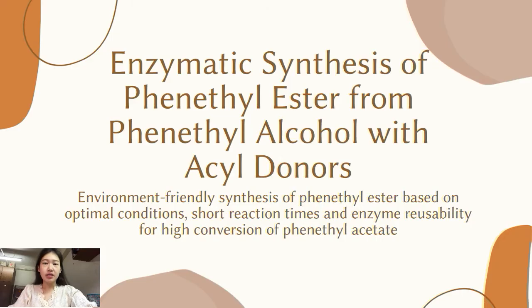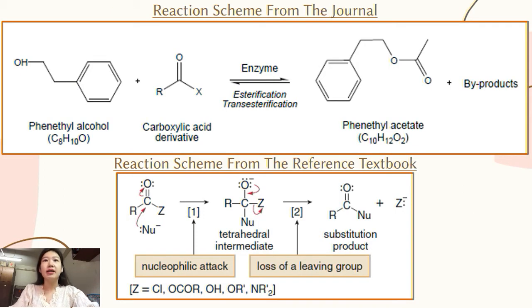The first selected journal is Enzymatic Synthesis of Phenethyl Ester from Phenethyl Alcohol with Acyl Donors. The journal is about figuring out the optimal conditions to synthesize the phenethyl ester in shorter reaction time and higher enzyme reusability for high conversion of phenethyl acetate. Recall that in nucleophilic acyl substitution reaction, the nucleophile replaces the leaving group Z.